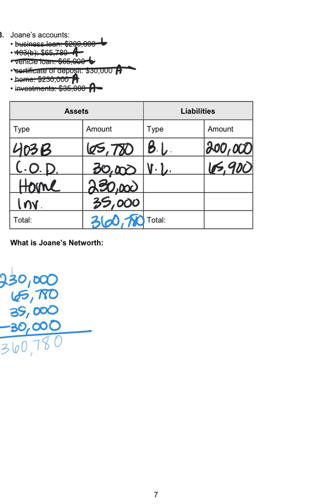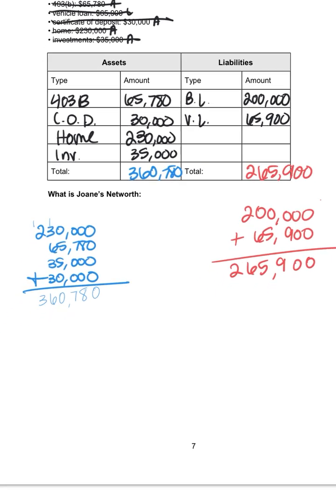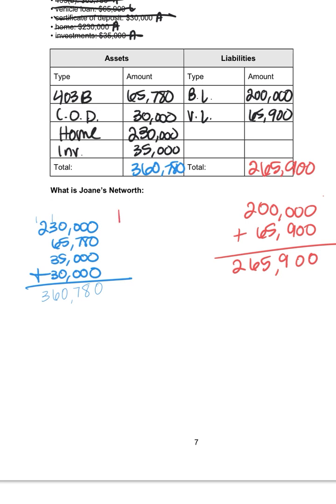Now I'm going to go over here and add up all of my liabilities. So I'm going to do 200,000 plus 65,900. 0 and 0 is 0. 0 and 0 is 0. 0 plus 9 is 9. 0 plus 5 is 5. 0 plus 6 is 6. 2 plus 0 is 2. To give me 265,900. I'm not done. To find the net worth, it is the asset amount minus the liability amount.